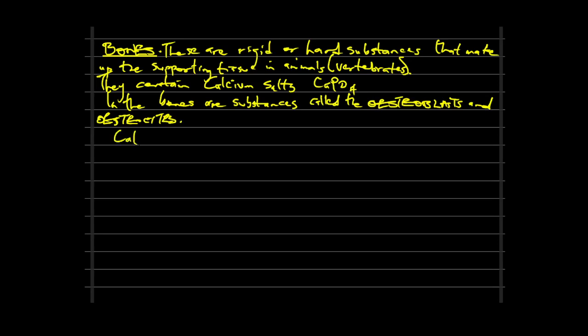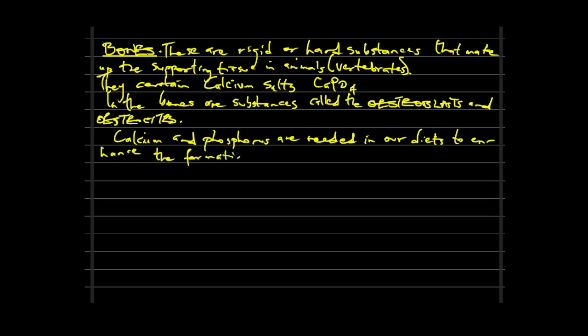So calcium and phosphorus are needed in our diet to enhance the formation of healthy bones and teeth. So these are the functions of calcium and phosphorus.